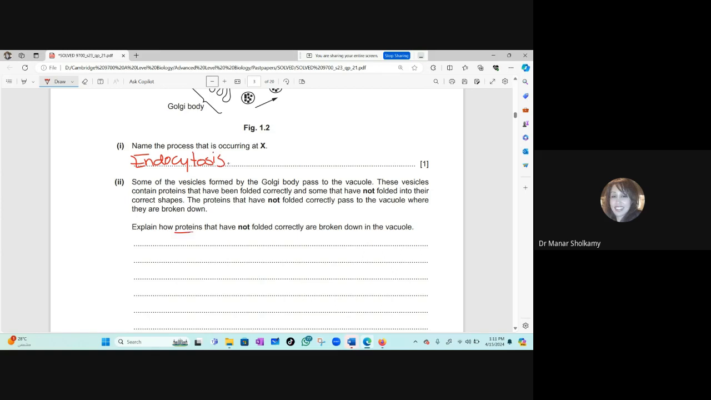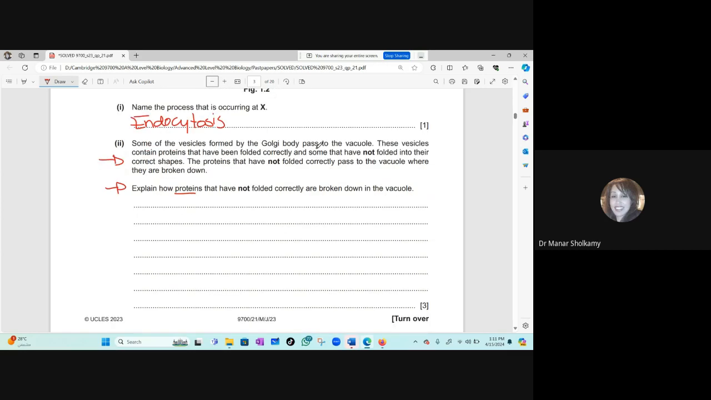Explain how proteins that have not folded correctly are broken down in the vacuole. So they're telling you here that the unwanted proteins are broken down. Now, how are these unwanted proteins broken down in the vacuole? What do you say? This is easy. How are proteins broken down? They're broken down by hydrolysis. Yes, very good. They're broken down by hydrolytic enzymes, or hydrolysis, which is the same thing.